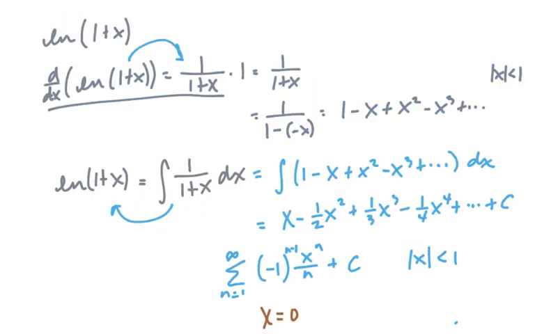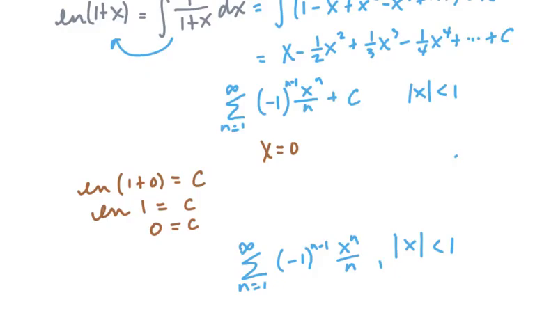And then up at the top, our radius of convergence is 1. So down here, our radius of convergence is still 1. So the next example says, find a power series representation for f of x equals inverse tangent of x.